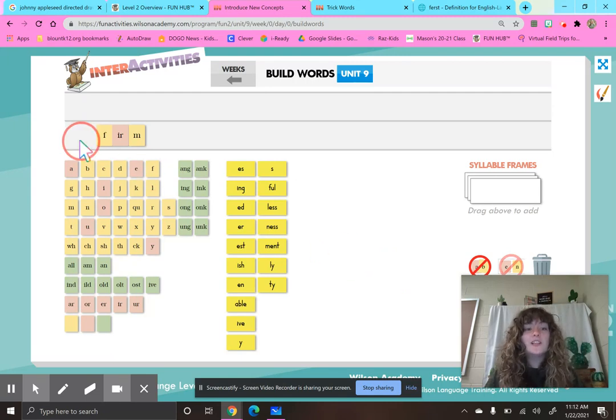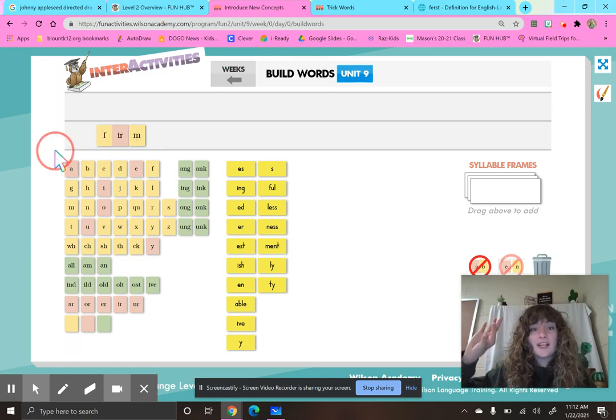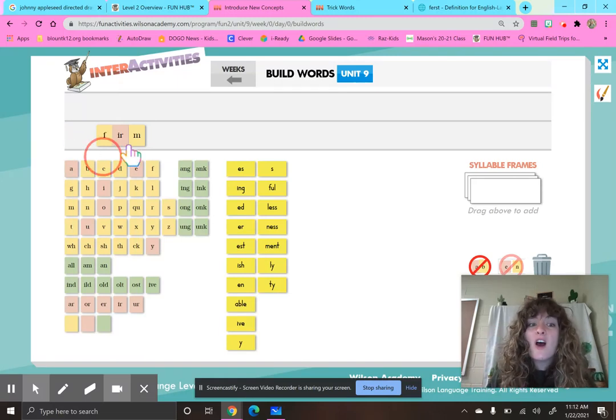All right, so looking at this card, already just looking at the IR, what is it going to say? So let's tap out this word. Here we go. Firm. When I tapped out the IR it only gets one finger. Firm, because it is just one sound. What does that IR say in firm?